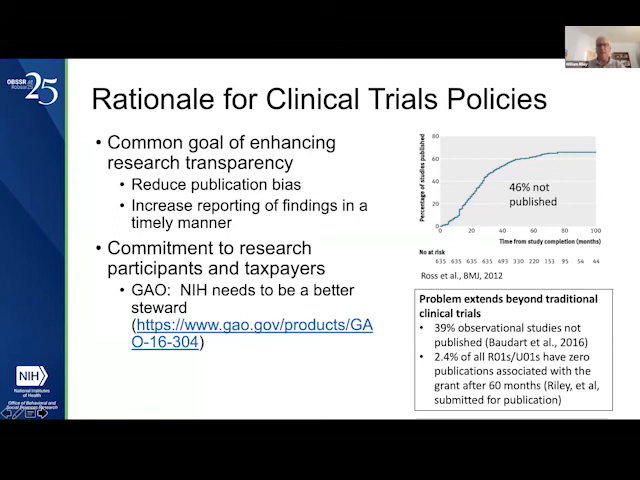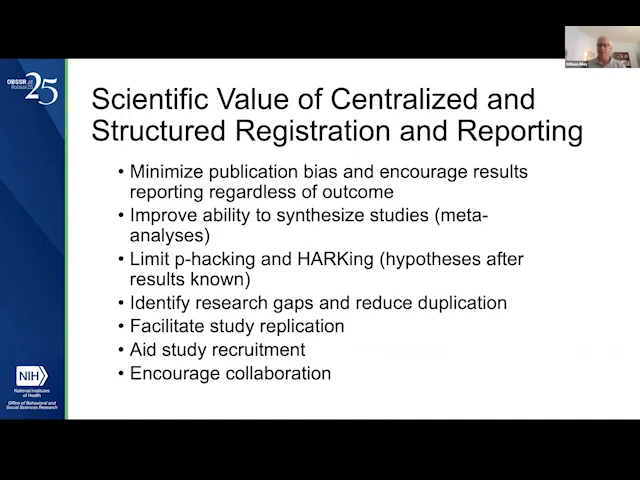So there's a clear problem that we have to address in terms of getting results out in a timely manner. And then there's also a commitment to research participants and taxpayers. The GAO in a report back in 2016 was very clear that the NIH needed to do a better job and be a better steward of clinical trials research moving forward and be able to monitor it better than we currently were at that time. There's clear scientific value. Most of you know most of this, so I'll jump over this pretty quickly. Minimizing publication bias, the ability to synthesize studies and do meta-analyses from a robust registration and results reporting, to limit p-hacking and hypotheses that are generated after results are already known, identifying research gaps, but also facilitating study replication when necessary, aiding study recruitment and encouraging collaboration.